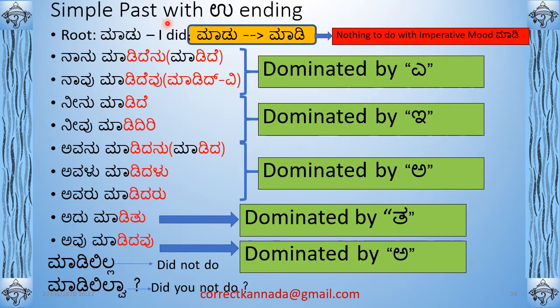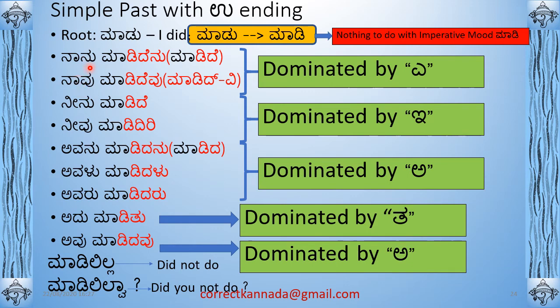So simple past tense, u ending: madu will become madi, right? Then adu will become adi, right? Any u ending, the u will be replaced with i, that is the past tense rule. Then you have to add the suffix, for the first person singular.